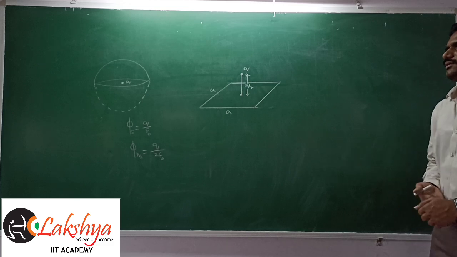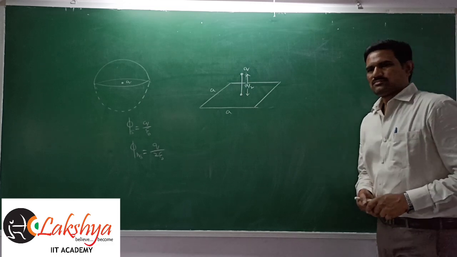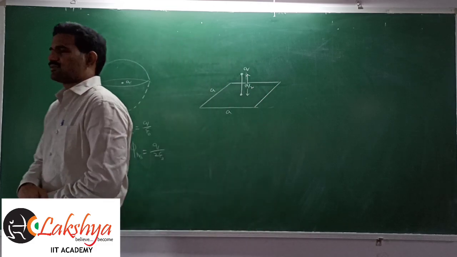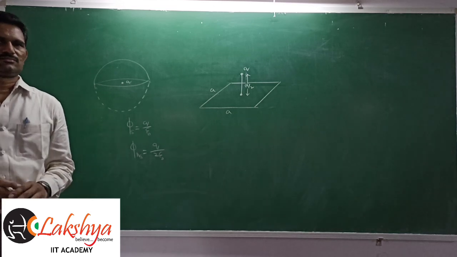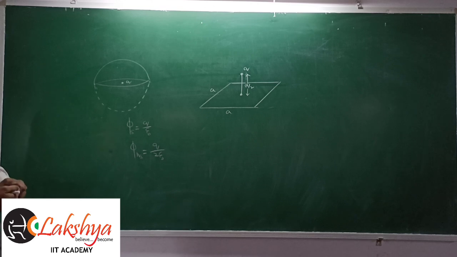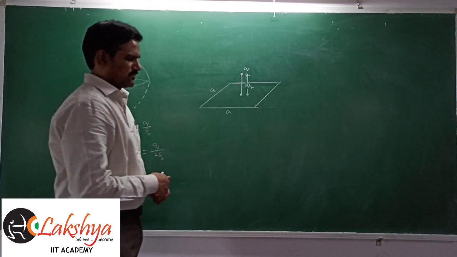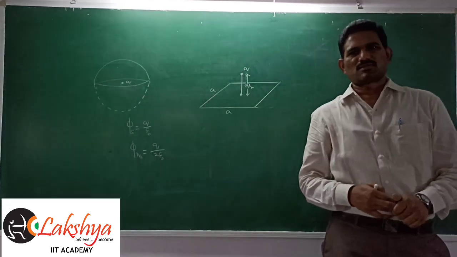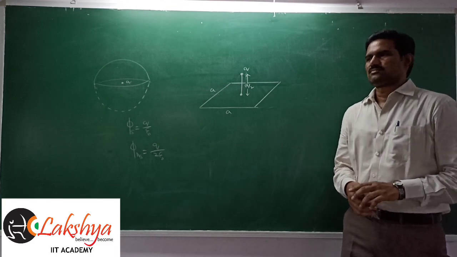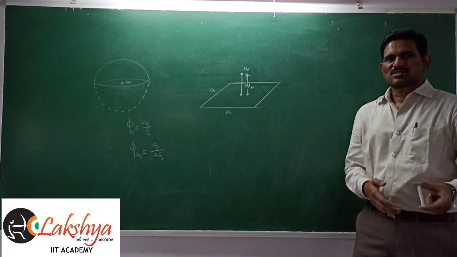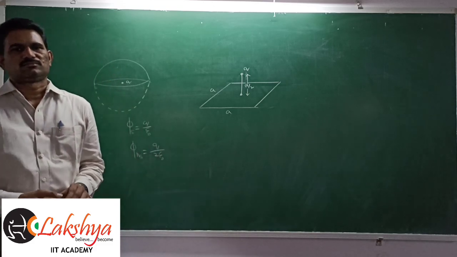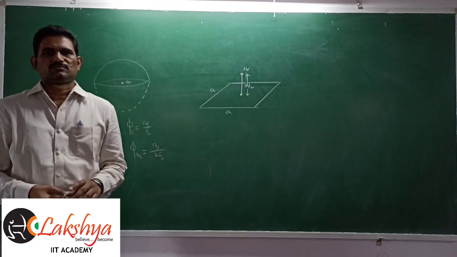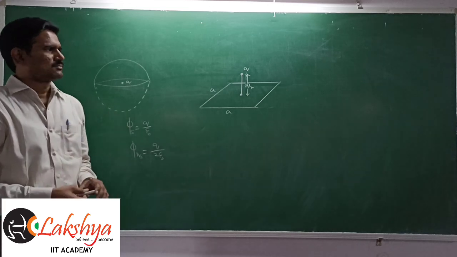A point charge Q is placed above the center of a square at a distance A by 2 from the center, where A is the side of this square. Then find the flux passing through the square.